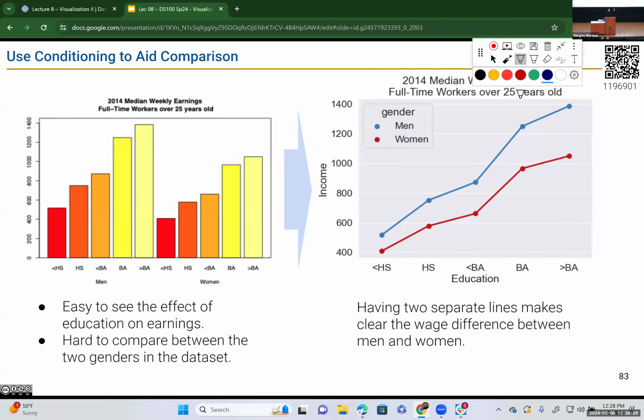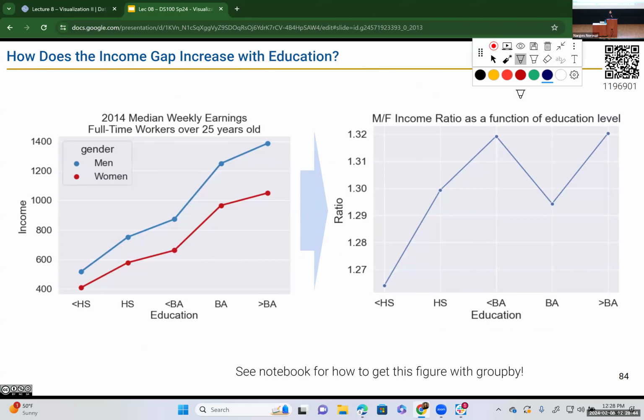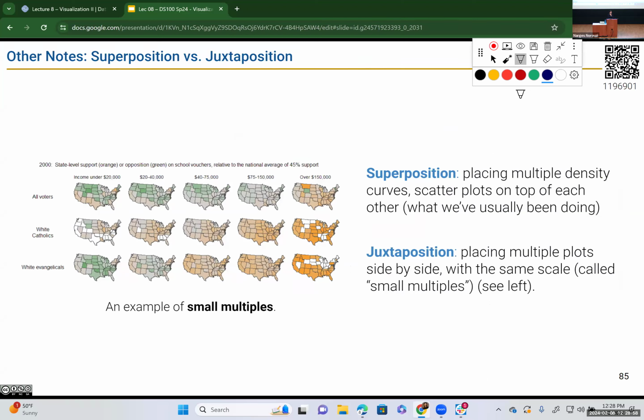This is an example of superposition. We plotted two things on the same plot together. If we were more creative and we were just concerned with how the income gap changes as the degrees change, we might want to even go ahead and visualize the ratios as opposed to having two separate plots. So here you would see that generally the ratio stays the same for different degree objectives, and it's not going to differentiate that much.